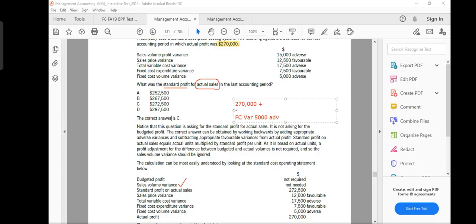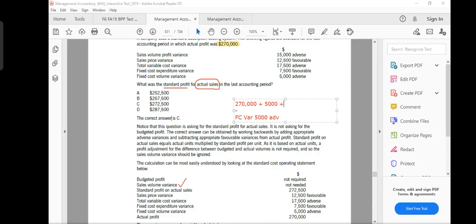Cost variance adverse means that actual cost is more. Actual cost more means that actual profit goes down. If this adverse variance had not happened, my profit would have been more, right? Yes, sir. So actually this adverse variance has decreased my profit. So my standard profit should have been more. So I add this 5,000. Oh, I understand now. My standard profit should be 275,000. Yes or no? Yes, sir.